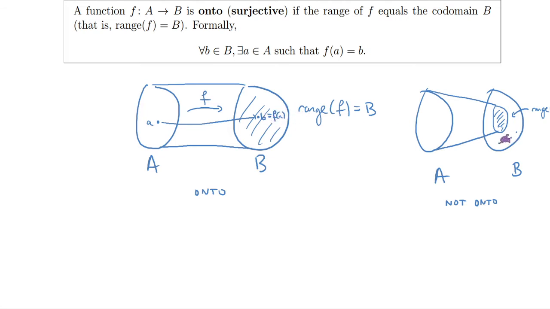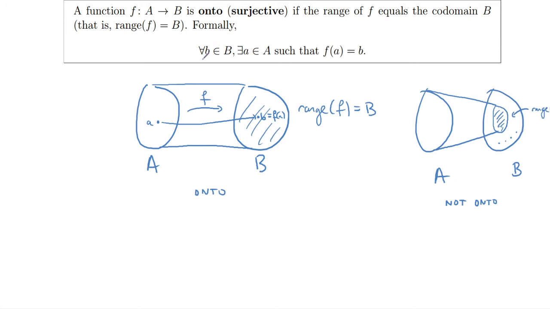Over here, you see these extra little elements that are not hit. There's nothing in A that's going to map to that, because this is the range. This is where all those elements go. They go inside that circle. Okay, so these are essentially missed by that function.